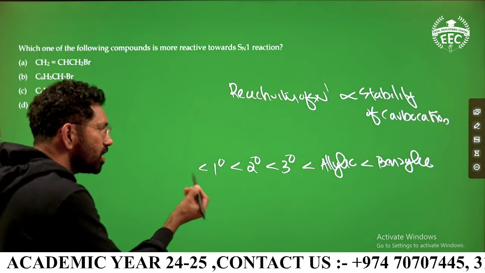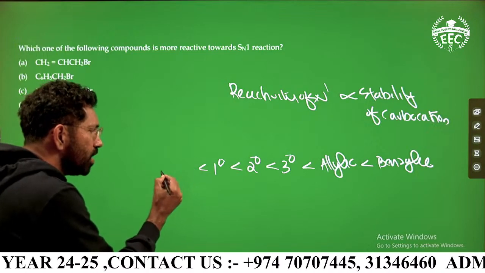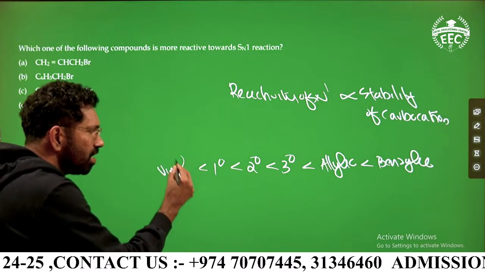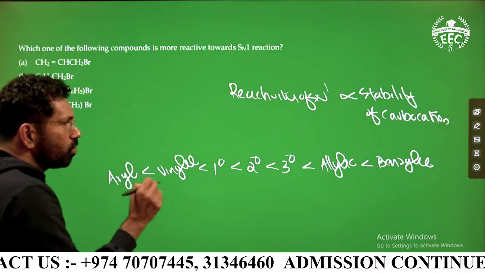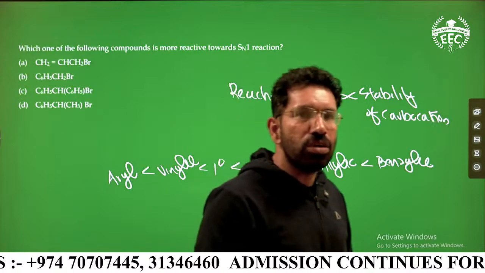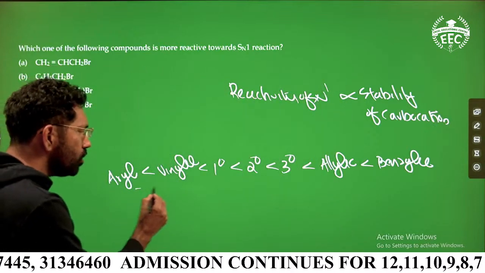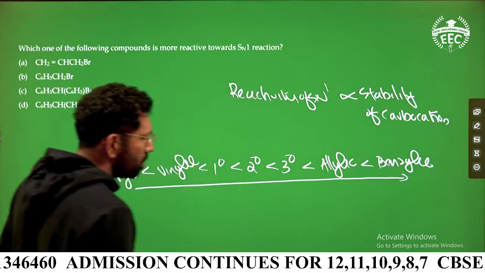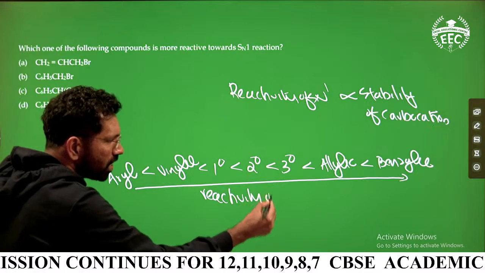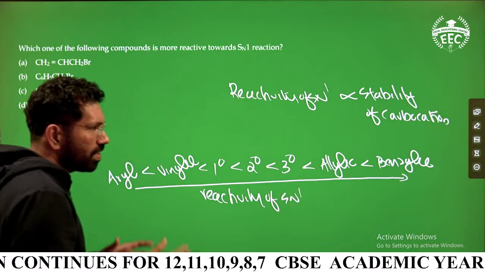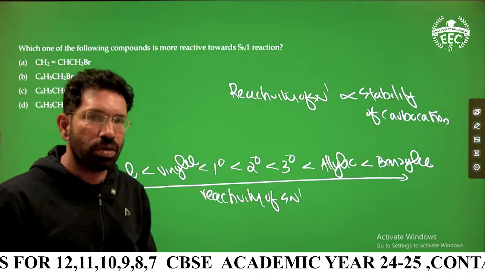Then we can say methyl, or methyl we can leave for the time being. Then vinylic, then aryl. So this is the order of reactivity of SN1. This is the same as the order of stability of carbocation. Reactivity of SN1 is the same as stability of carbocation.